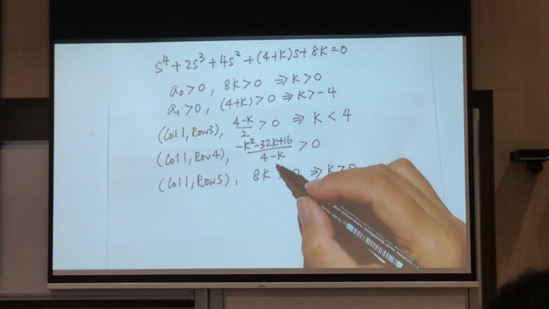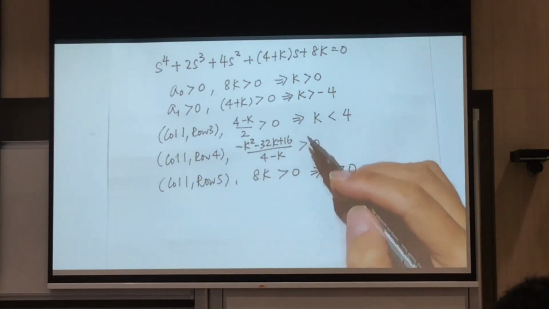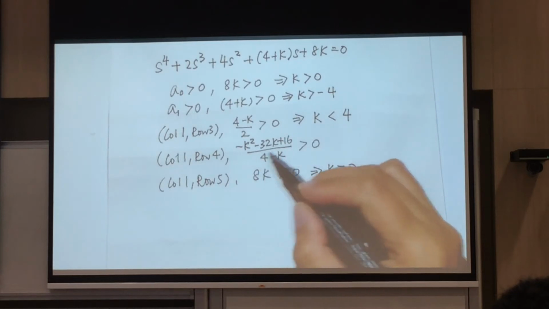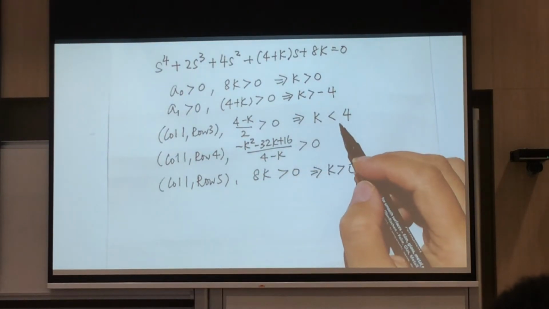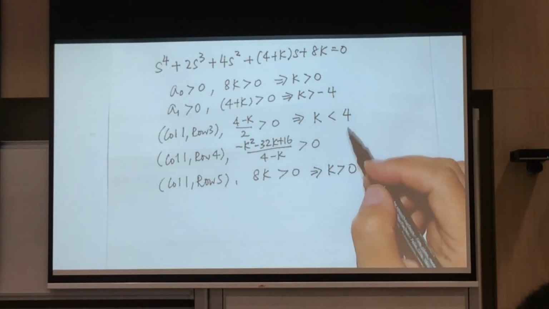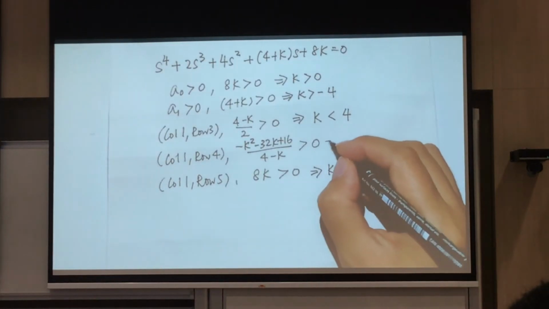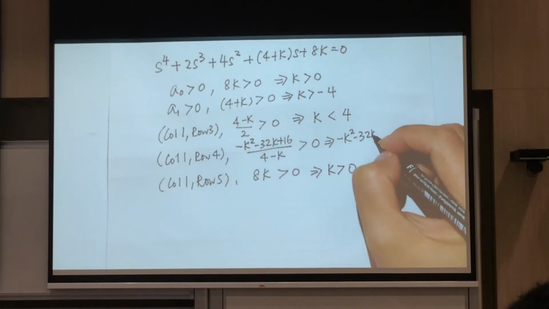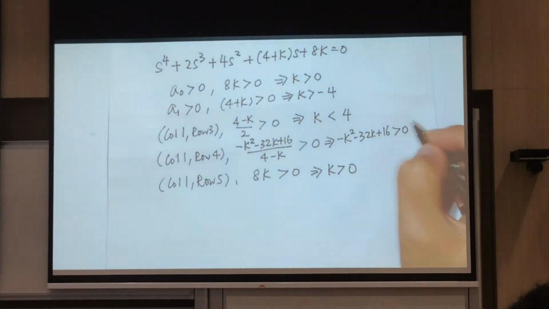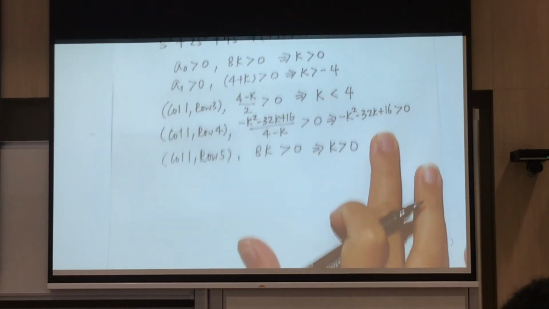Okay, this one. What do you do with this? You need to get rid of the denominator, right? You can only multiply by the denominator if the denominator is positive. So if this condition holds, that K is less than 4, the denominator here is positive. So you can get rid of it. This tells you that minus k squared minus 32k plus 16 must be greater than 0. Next, you solve this quadratic equation.